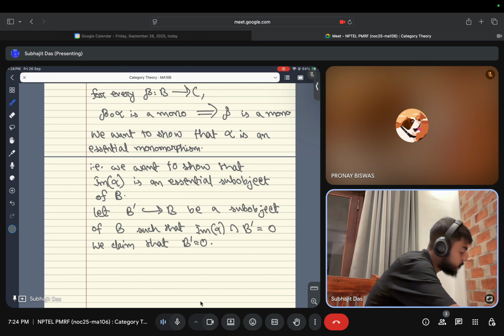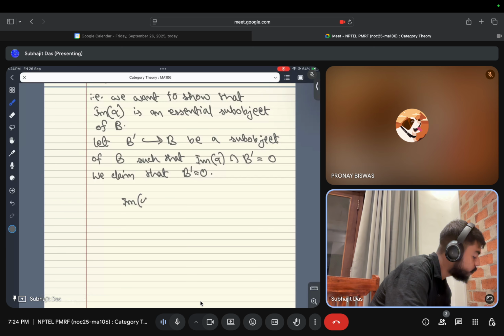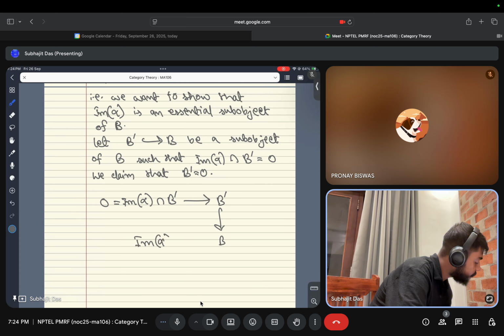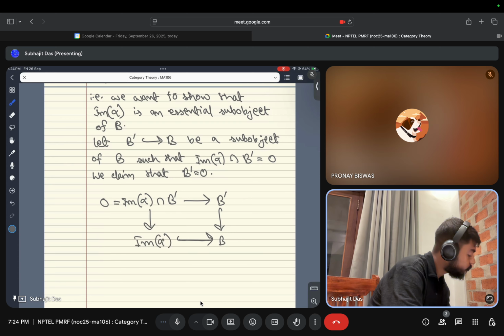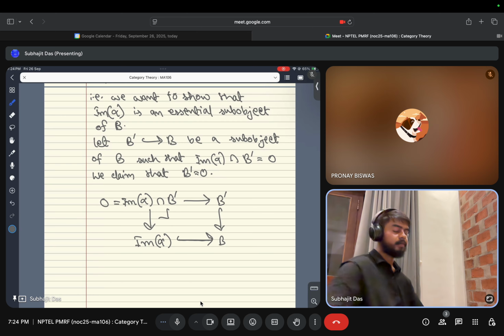So you can form this pullback square again. At least let's see if it's useful to us, but let's write it down. This is 0. B prime to B, image of alpha to B. This pullback square is given to be 0. What do you think? Can we conclude that B prime is also 0?